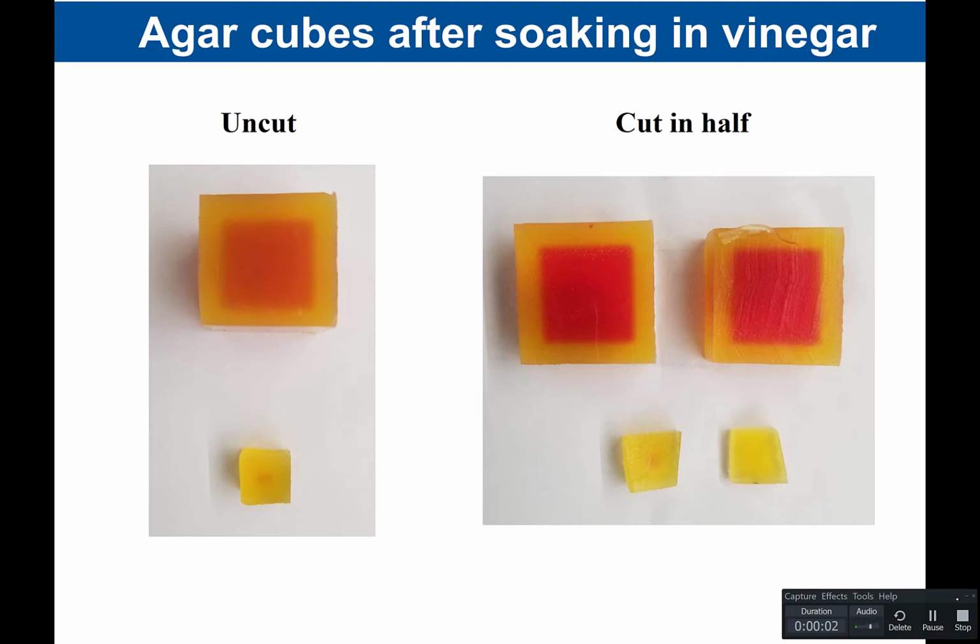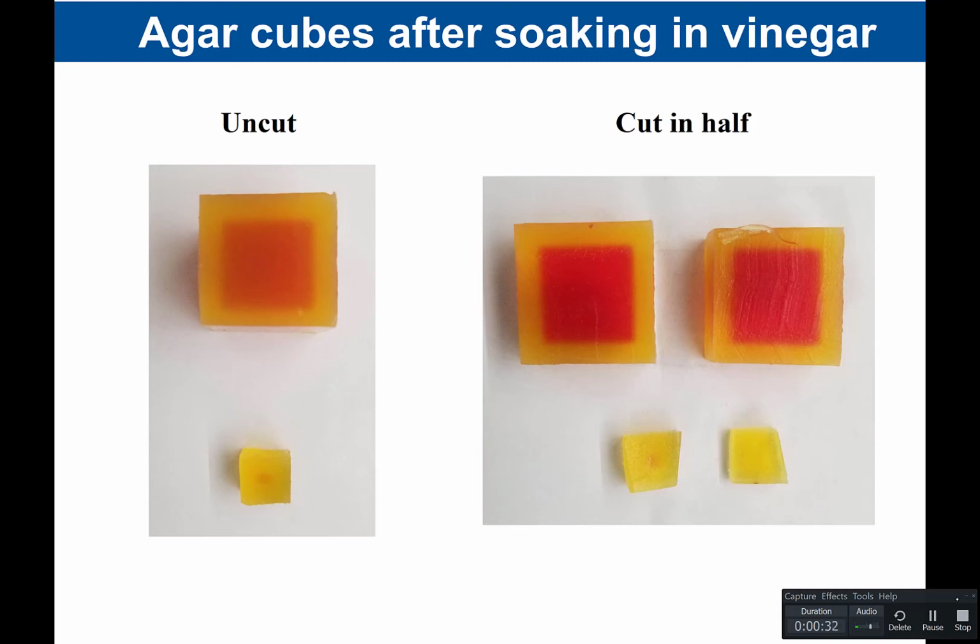So here are the results from the agar cube experiment. Notice that on top we have the large cube, and you can see that for the large cube the vinegar did not diffuse all the way in. However, with the small cube, the vinegar diffused almost completely. And then on the right, what we did was we cut it in half so it was easier to see how much it diffused. And clearly you can see that the vinegar diffused better into the small cube than it did with the large cube.